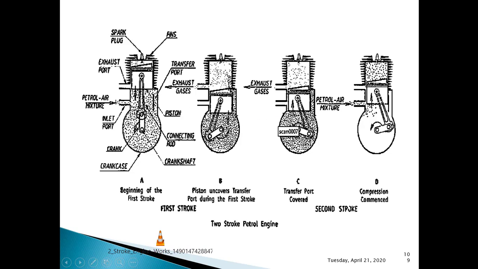So we will write these four diagrams. These two diagrams belong to the first stroke, that is the downward stroke, and these two diagrams belong to the second stroke, that is the upward stroke. First you can write that in a two-stroke engine, valves are replaced by ports, and there are three ports: exhaust port, inlet port, and transfer port. The inlet port is located below the exhaust port, and the transfer port is located diametrically opposite to the exhaust port but at a slightly lower level. That completes the construction part of this two-stroke engine.